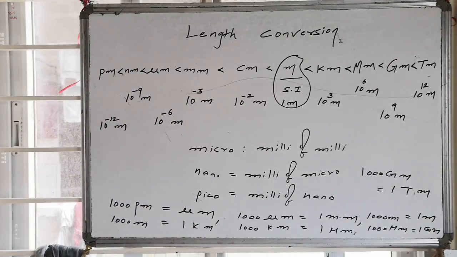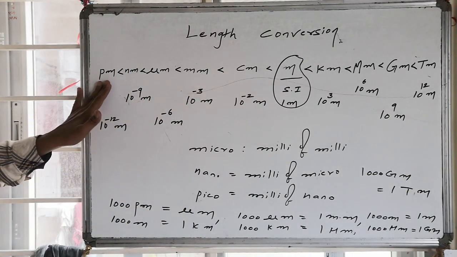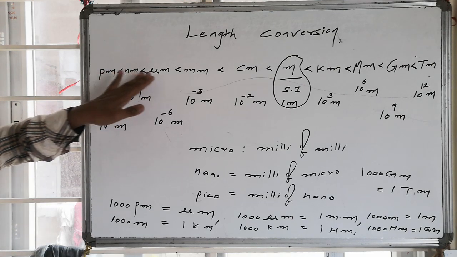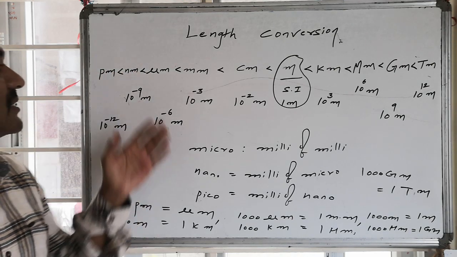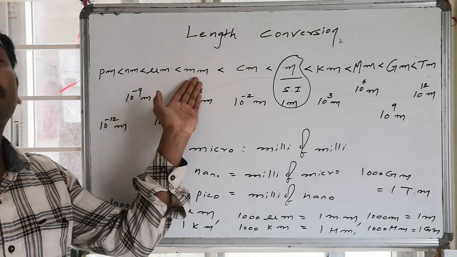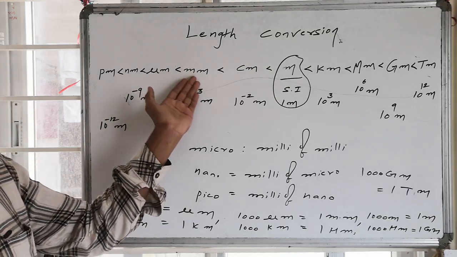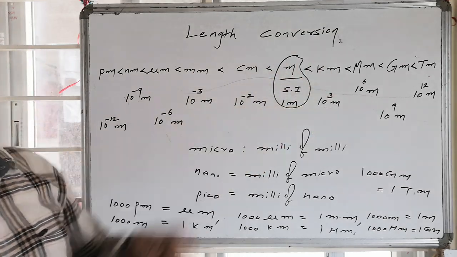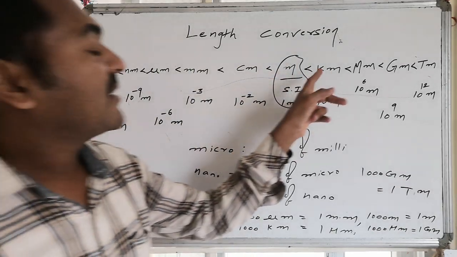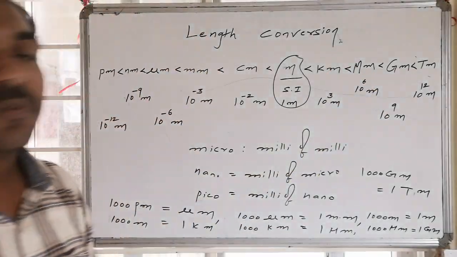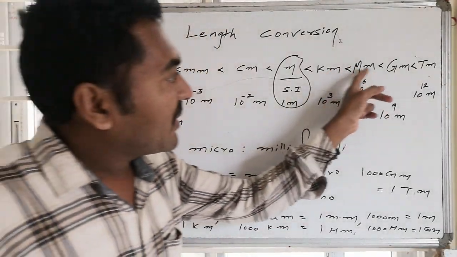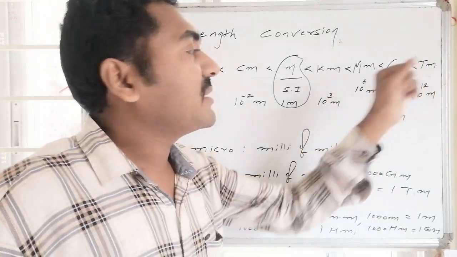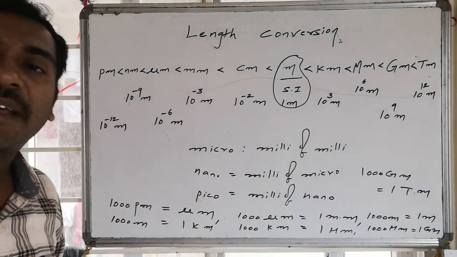1000 units is taken as the reference. 1000 times picometer will become equal to 1 nanometer. 1000 nanometers will become equal to 1 micrometer. 1000 micrometers will become equal to 1 millimeter, and 1000 millimeters will become equal to 1 meter. 1000 times meter will become equal to 1 kilometer, and 1000 kilometers will become equal to 1 megameter. 1000 megameters will become equal to 1 gigameter, and 1000 gigameters will become equal to 1 terameter.